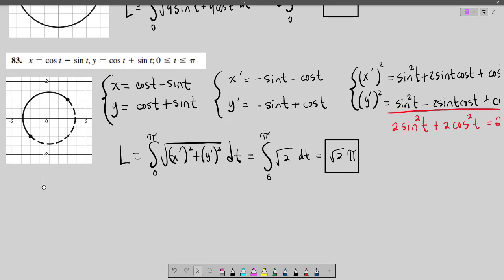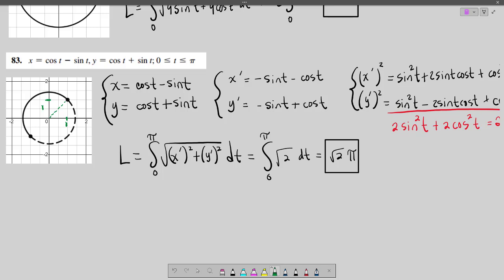What does it look like a circle of? 1.4? I was measuring diagonals. We don't measure diagonals, right? This is 1 right here. That's 1. That's 1. So what's that distance? Root 2. So it looks like a circle of root 2.